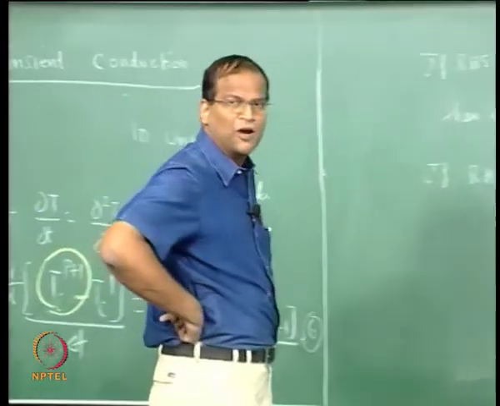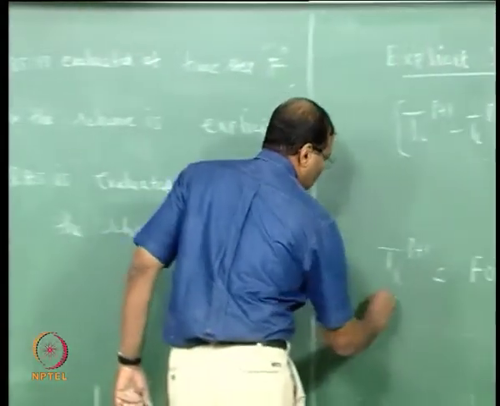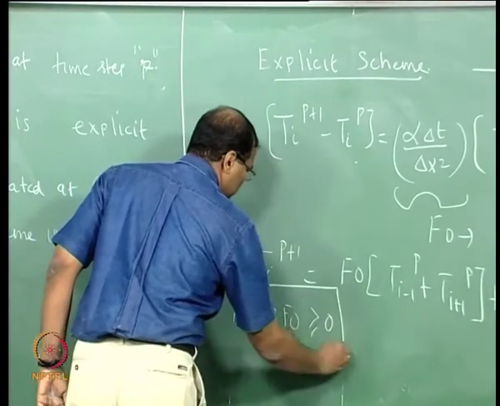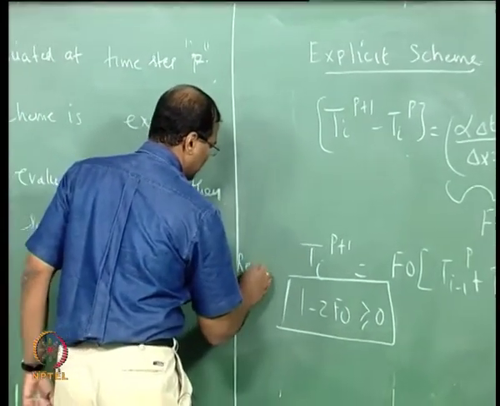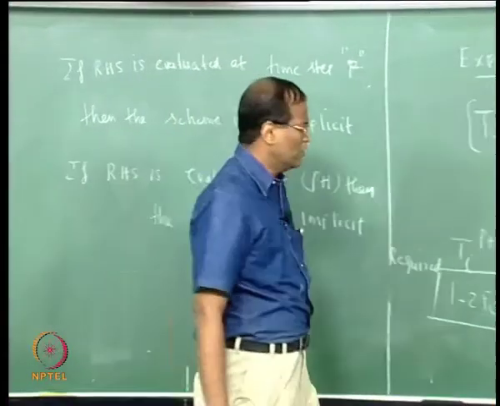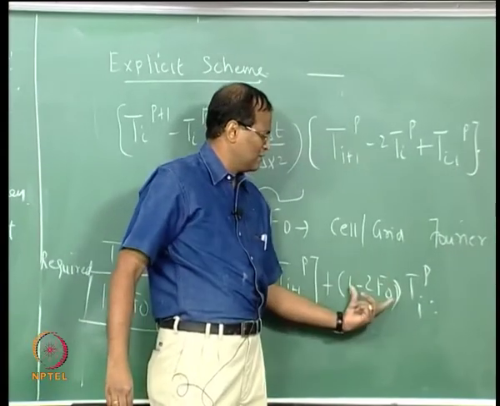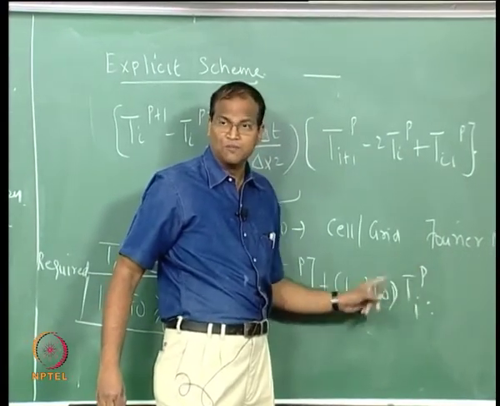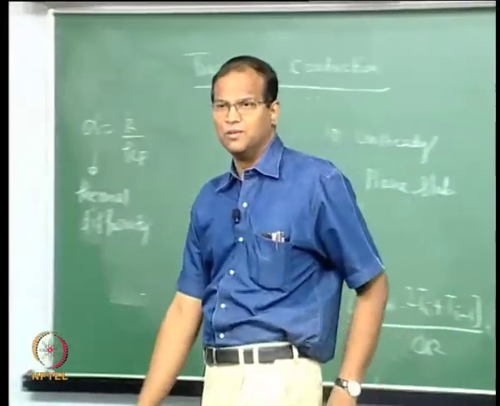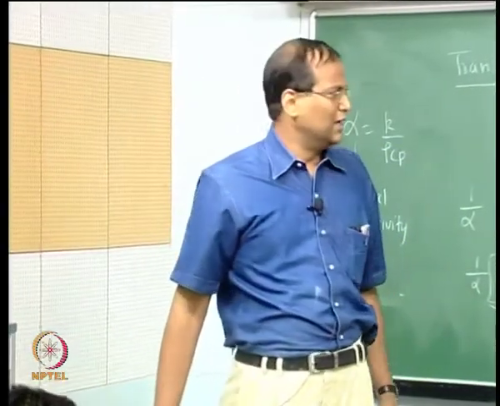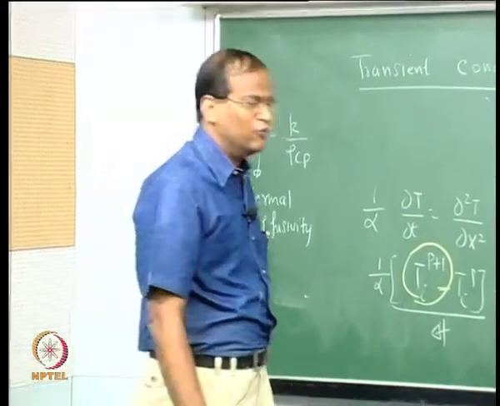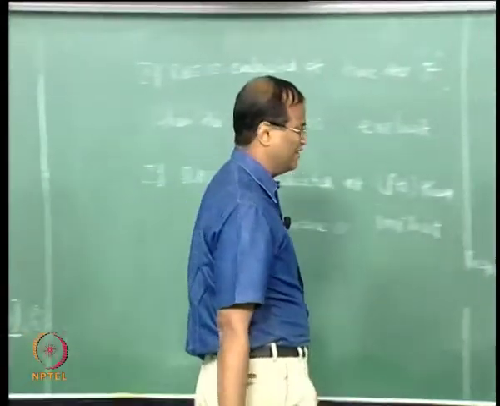Now, we can prove from thermodynamic arguments that 1 minus 2 F naught must be greater than 0, required. That is, from thermodynamic arguments you can prove that the coefficient which is multiplying the Ti of P must be positive, otherwise it violates the second law of thermodynamics, you can prove it mathematically. Therefore, 1 minus 2 times the Fourier number must be greater than or equal to 0, so the Fourier number must be less than or equal to half.